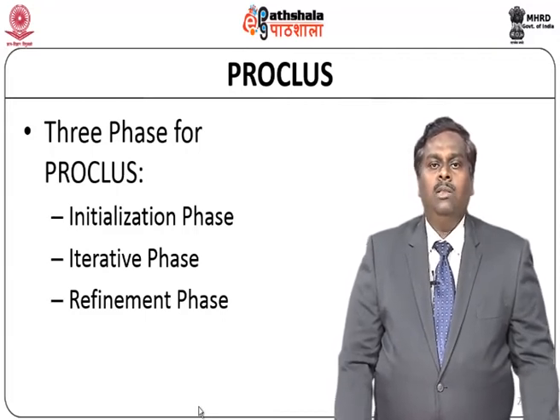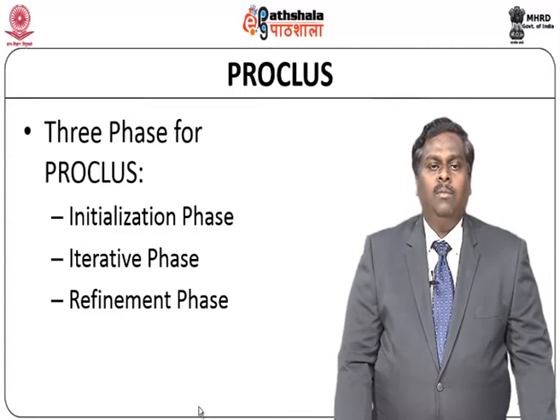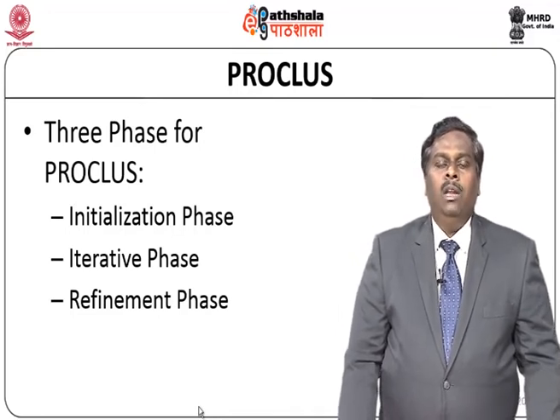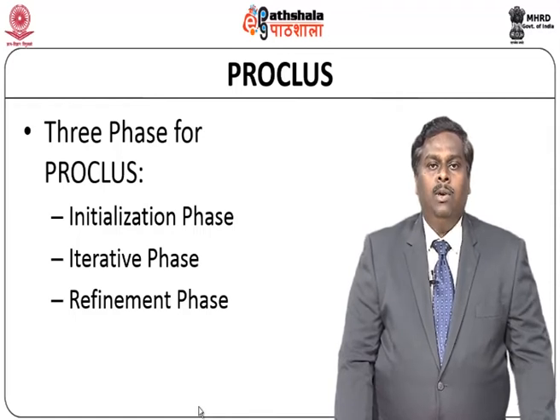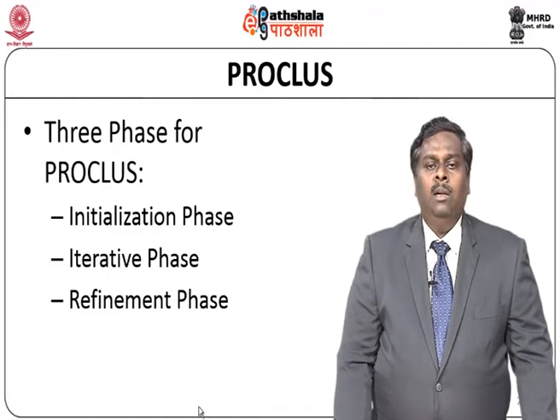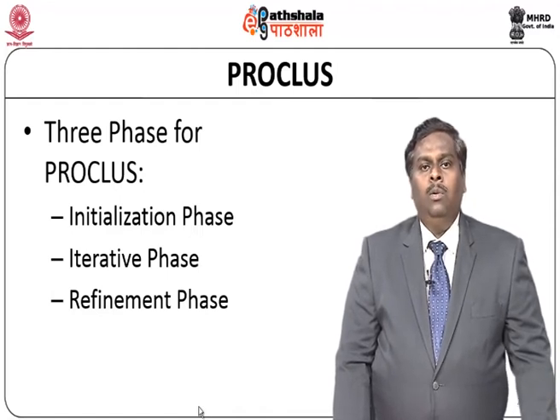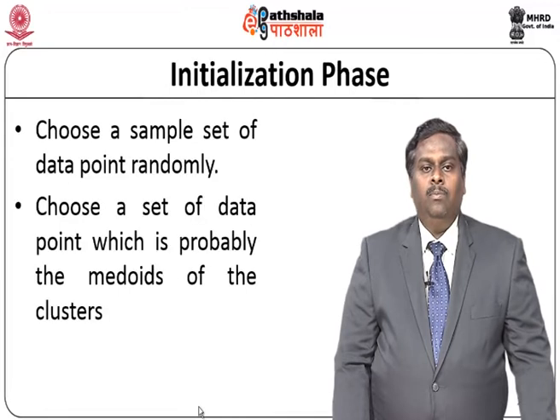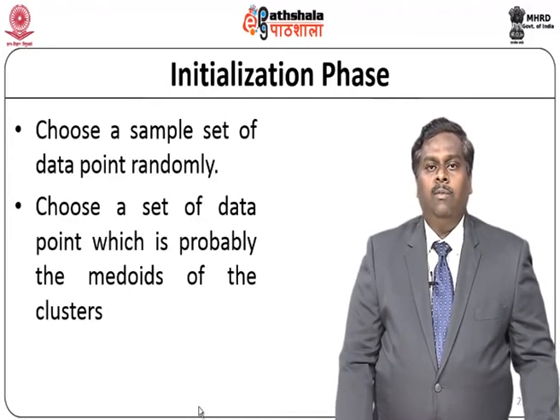Let us understand the various steps involved in the PROCLUS algorithm. PROCLUS works in three phases. The first phase is the initialization phase, the second phase is the iterative phase, and the third phase is the refinement phase. In the initialization phase, it works towards identifying centroids. In the second phase, the iterative phase, it looks for the correct centroids, and in the third phase it looks for outliers and then eliminates them. Now, let us take an in-depth look into these three phases. We will start with the initialization phase.